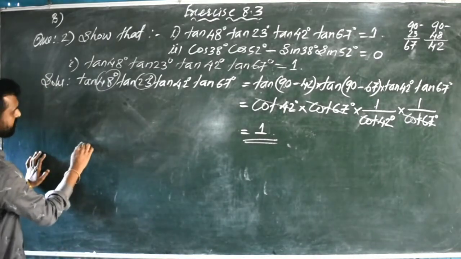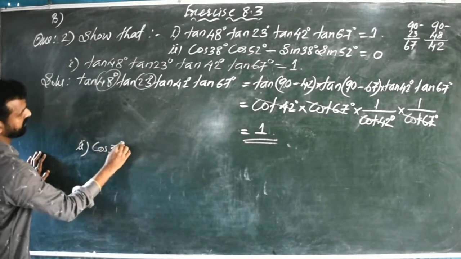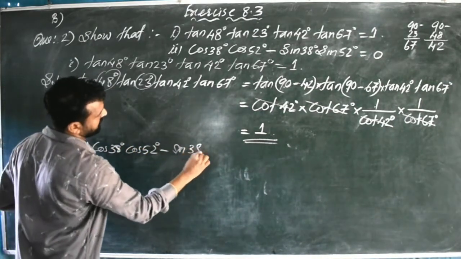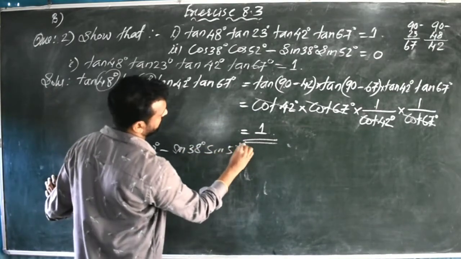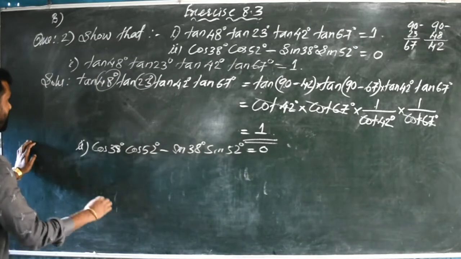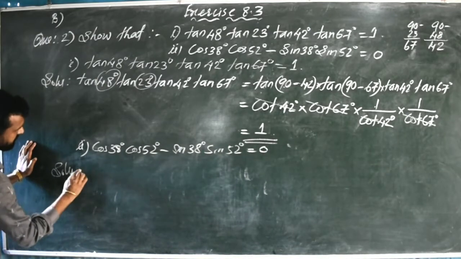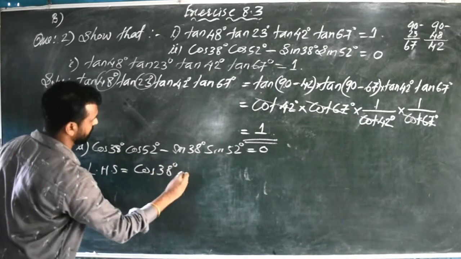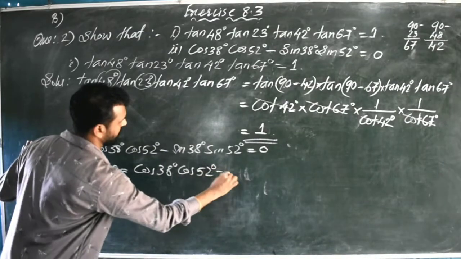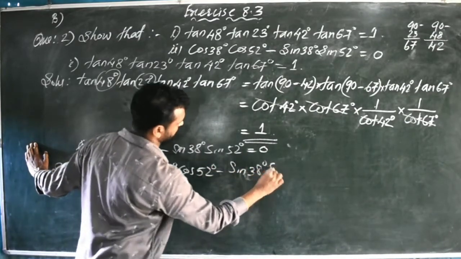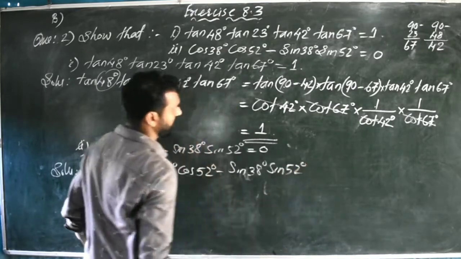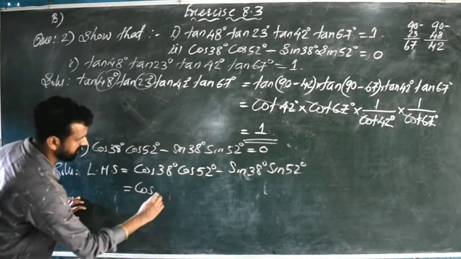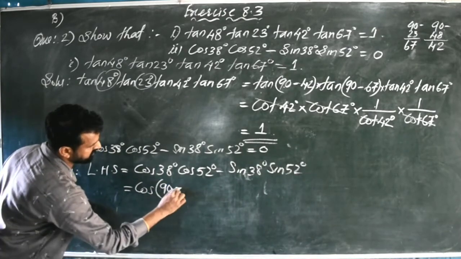Question number 2. Cos 38° × cos 52° minus sin 38° × sin 52° is equal to, we have to get 0. Take the left hand side. Left hand side, LHS is equal to cos 38° × cos 52° minus sin 38° × sin 52°, is equal to cos 38 we will convert into 90 minus theta. Cos (90 minus, which number is 38?